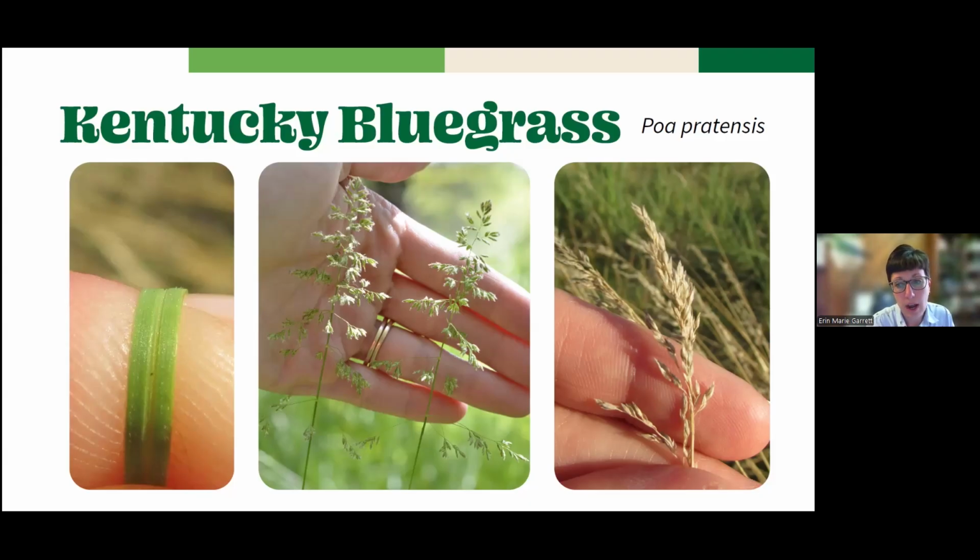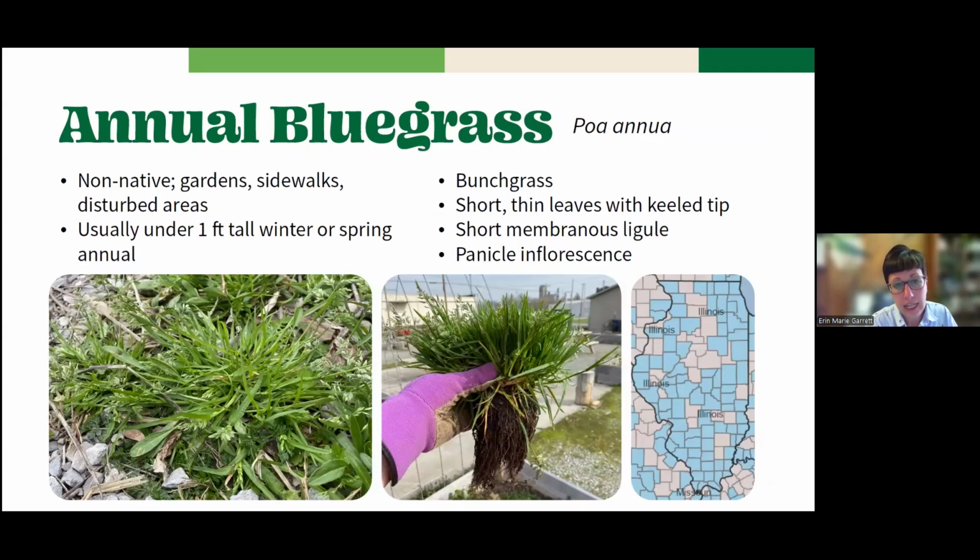Okay, so Kentucky bluegrass. Next is annual bluegrass, Poa annua. Again, non-native, cool season grass. This one we typically find more in our highly managed landscapes. So in our gardens, in sidewalk cracks, and other disturbed areas. This one I find a lot in my gardens. Typically under a foot tall, I'd say even under 6 inches tall. Very, very short. Winter to spring annual.